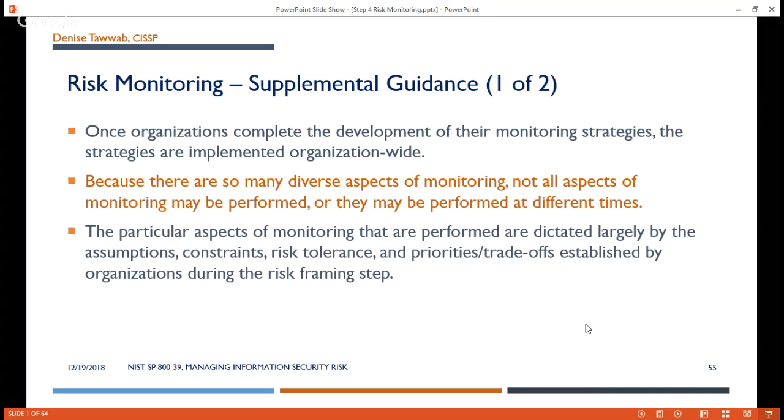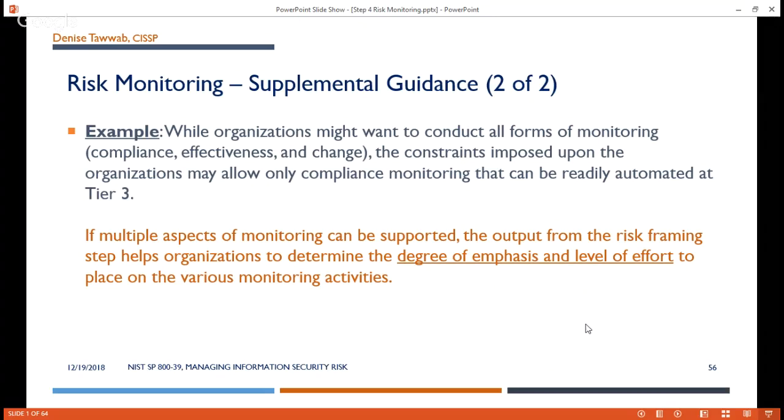Example, while organizations might want to conduct all forms of monitoring, compliance, effectiveness, and change, the constraints imposed upon the organizations may allow only compliance monitoring that can be readily automated at tier 3. If multiple aspects of monitoring can be supported, the output from the risk framing step helps organizations to determine the degree of emphasis to place on the various monitoring activities.